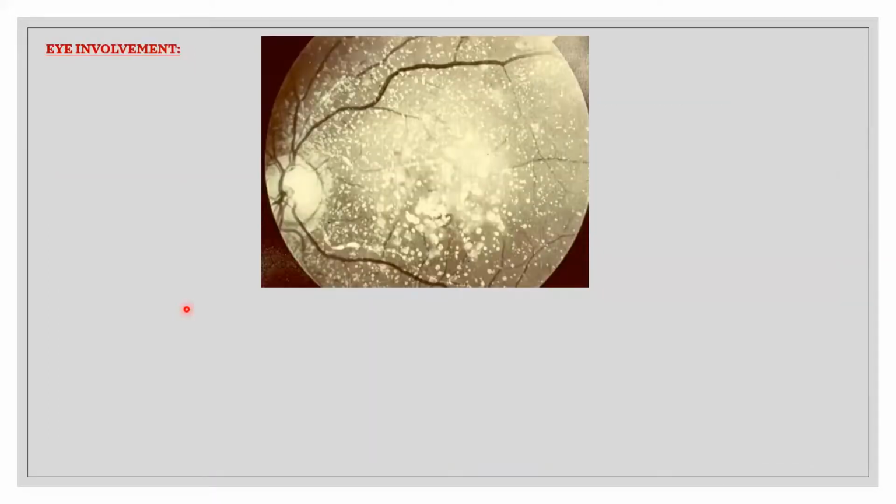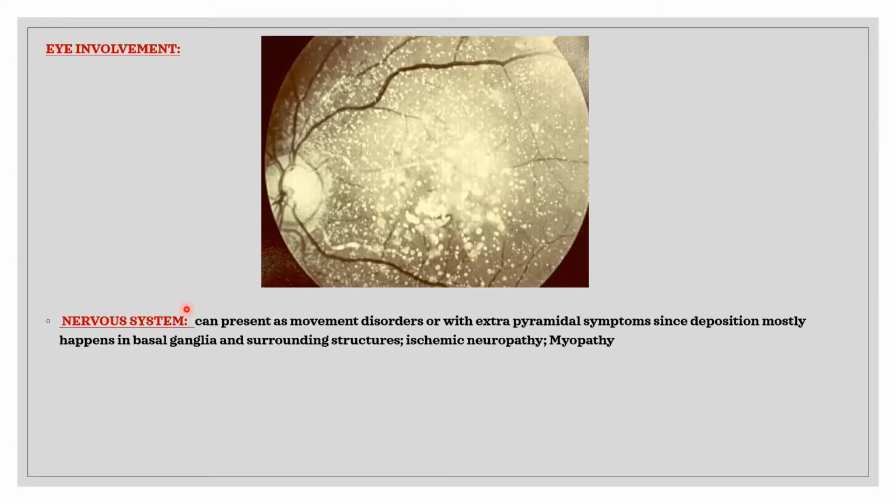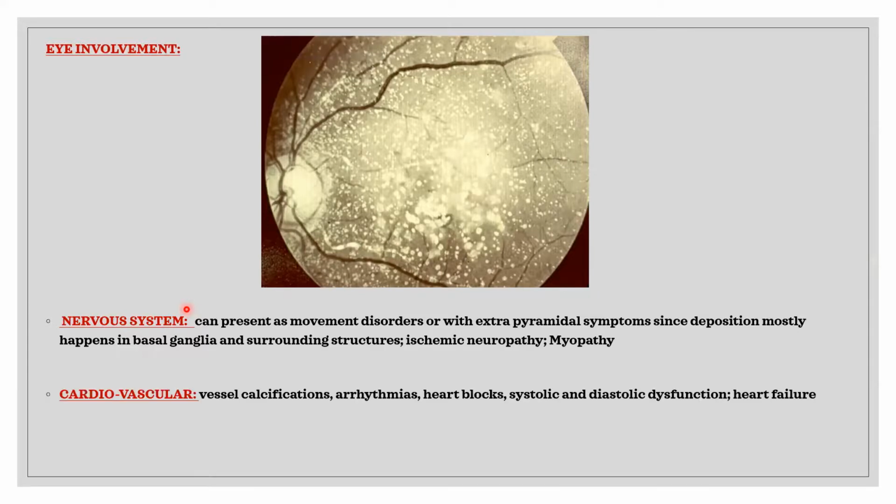Coming to the eye involvement, generally they present with diffuse oxalate crystal depositions in the retina, which can be examined in fundus and slit lamp. Nervous system examined, they can present with movement disorders or with extrapyramidal symptoms if deposition happens in basal ganglia and surrounding structures, or if nerves are involved, they can present with ischemic neuropathy, and they can even present with myopathy if there is a deposition in the muscles.